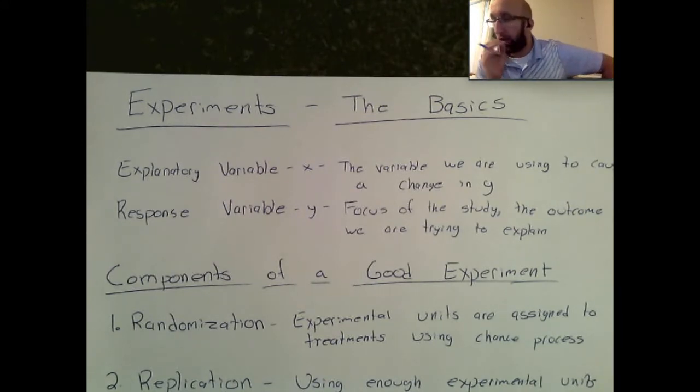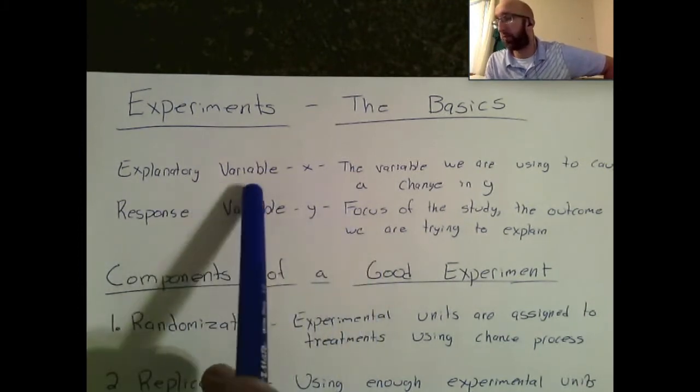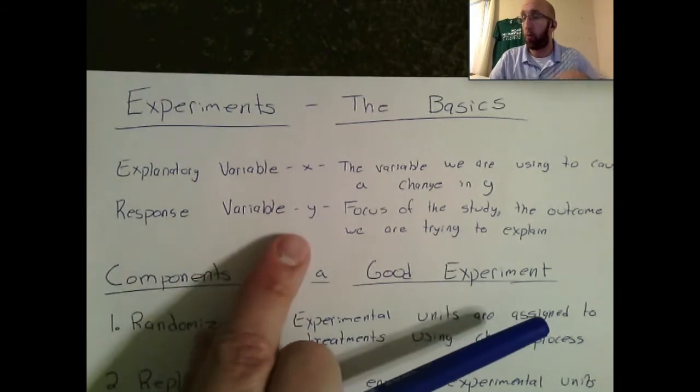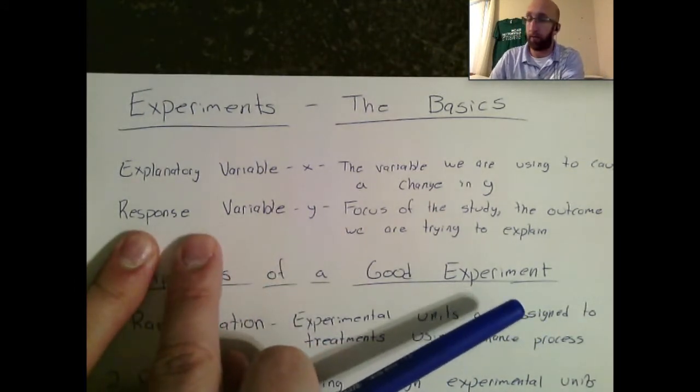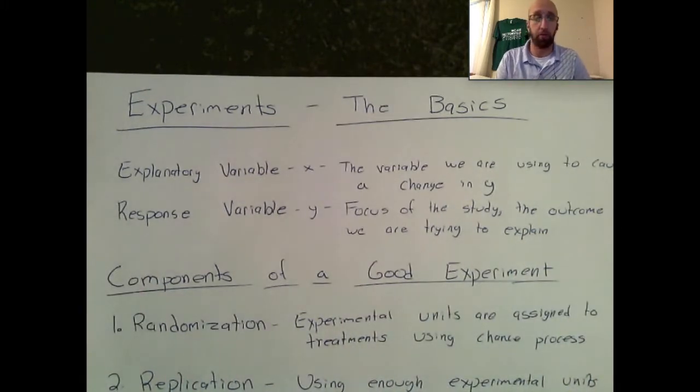So here's the idea. We have explanatory variables and we have response variables. Your explanatory variable, that's typically, when you're doing a linear regression, your x variable. It's the variable we're using to cause a change in y. So we're messing with x. So this is kind of your treatments. What are we messing with to see a change in y, or hope to see a change in y? That y variable is our response variable. That's the focus of the study, the outcome we are trying to explain.